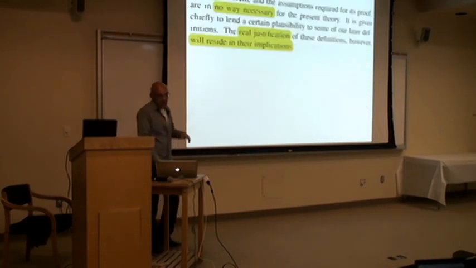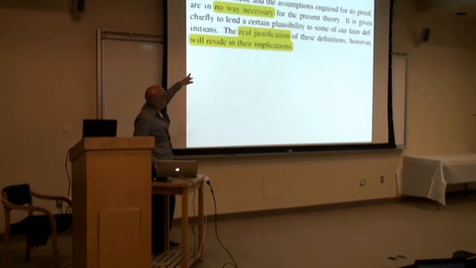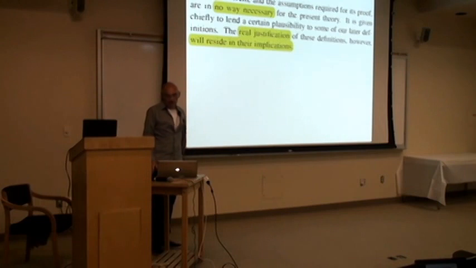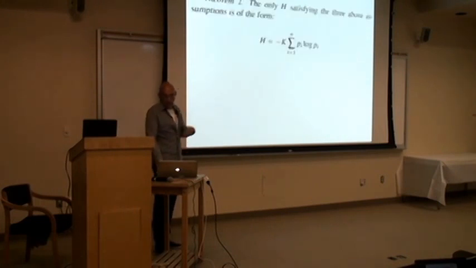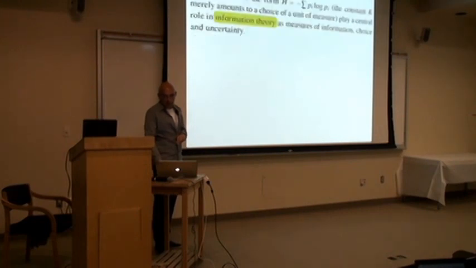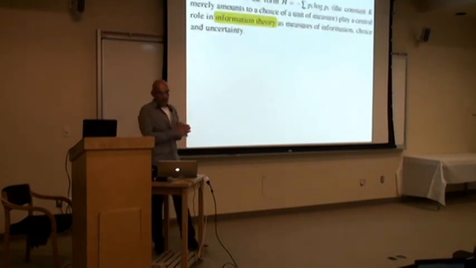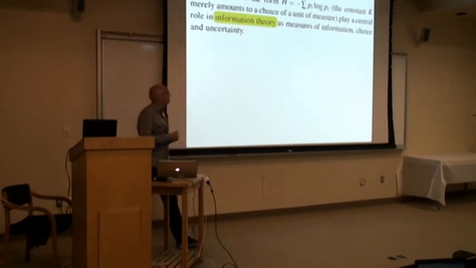He says, this is in no way necessary for the present theory. It is given chiefly to lend a certain plausibility to some of the later definitions. The real justification will reside in the implications. So that's the real thing. Okay, so then he says, well, with those axioms, the only thing that can satisfy the assumptions is a function that looks like that. Now, of course, here's the thing.